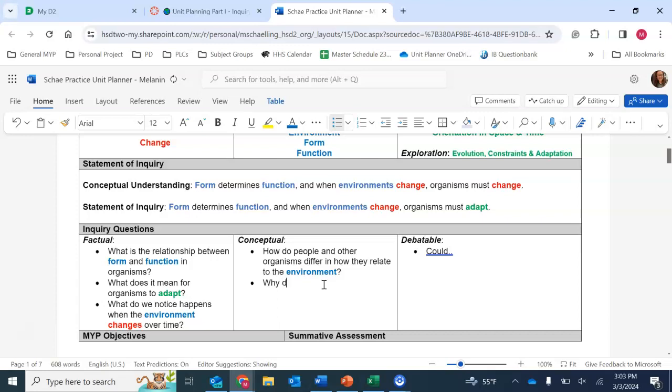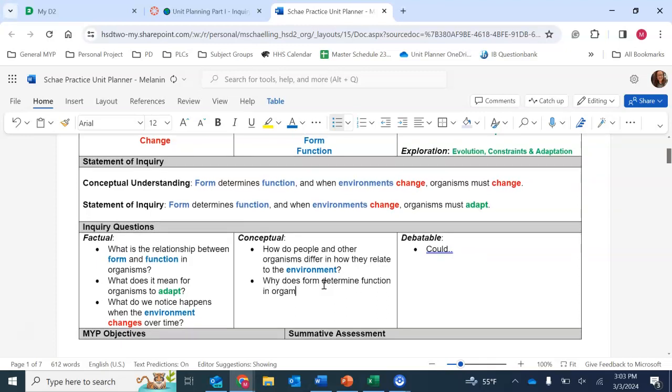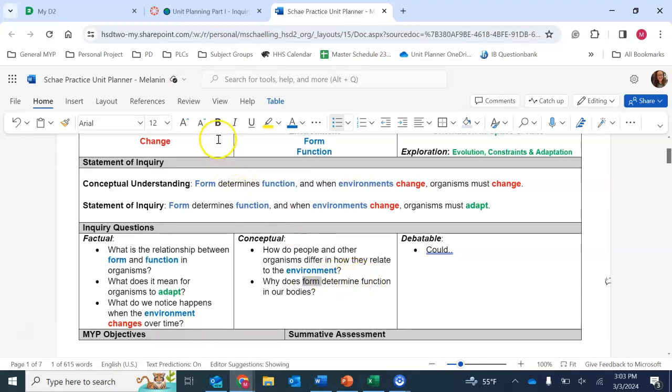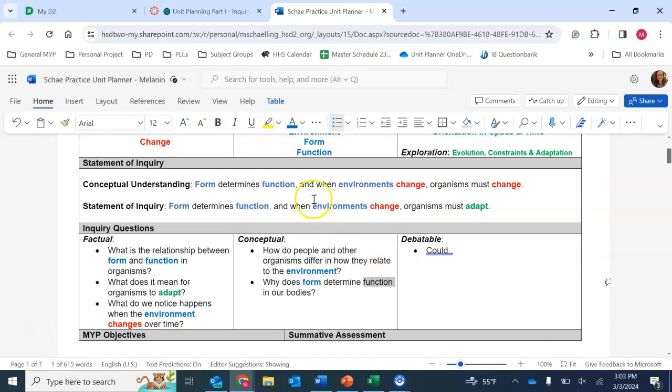Why does form determine function in organisms or in our bodies? I think this is a really good question because students oftentimes have a hard time understanding that your skin is your skin for a reason, your lungs are shaped that way for a reason. So if we can start having them think of that in terms of their large bodies, then we can also have them think about it in terms of small, microscopic things like DNA.